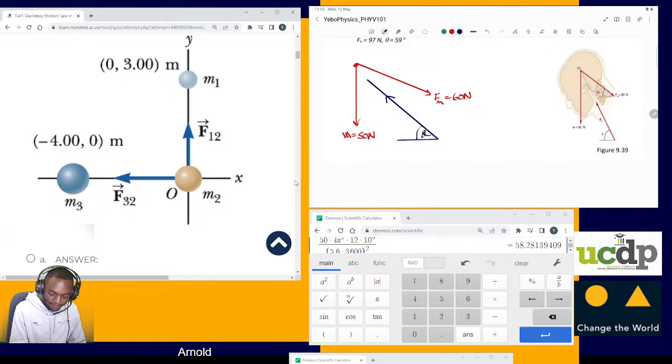That's theta, and this is Fv. So if we were to form a Cartesian plane, we would have something like that. Okay.